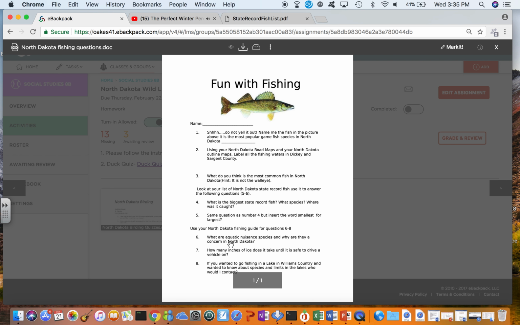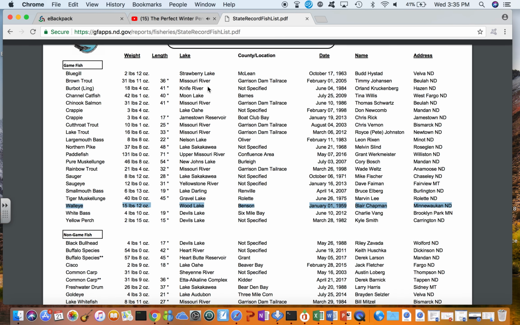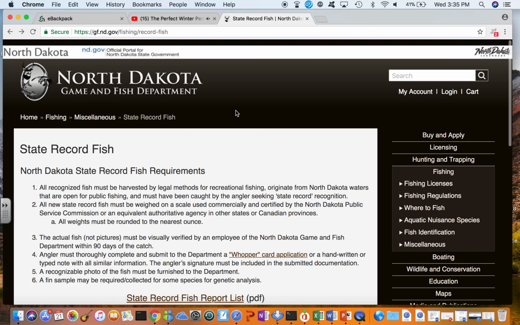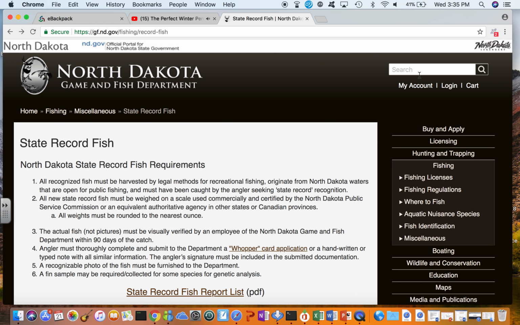Question 7, how many inches of ice does it take until it's safe to drive a vehicle on? Well, depends on what kind of vehicle. I'm not somebody that's going to drive on the ice when there's questionable ice. I've never been that person. Some people, to each their own, I guess. If you gotta, and hopefully, if the ice is bad and you're driving on it, that you're still safe. So I'm not one to drive on sketchy ice.